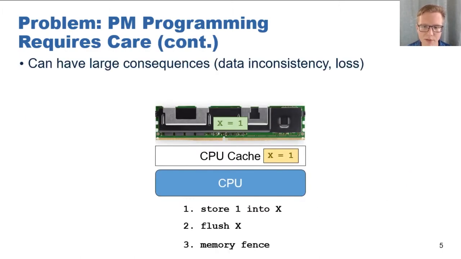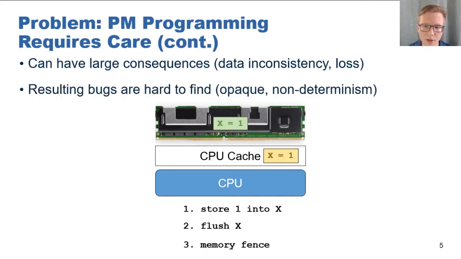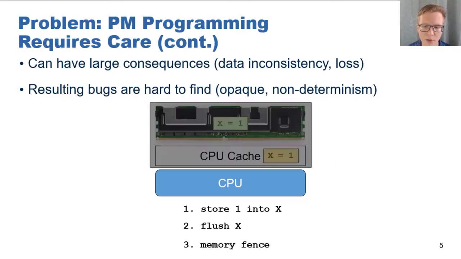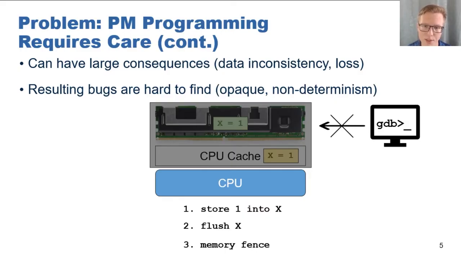These persistency bugs can have dire consequences, such as permanent data loss. For example, if either the flush or the memory fence instruction are missing, the update to X can be lost on a power failure, resulting in possible data corruption. These bugs can also be difficult to find due to non-deterministic factors. For example, if the flush and the fence are both missing, the update to X can still be persisted due to a cache line eviction. Furthermore, the cache state and the state of persistent memory are opaque to developers, and so traditional debugging tools like GDB cannot be used to check whether or not an update has been properly persisted or if it only resides in the volatile CPU cache.